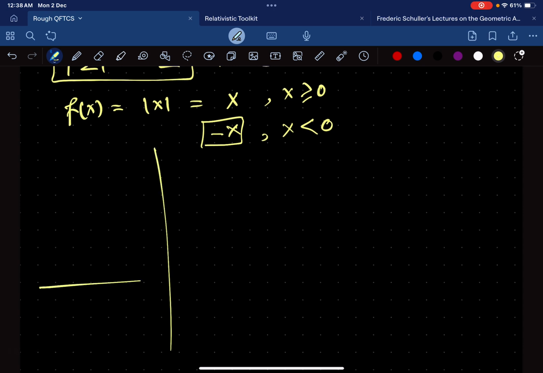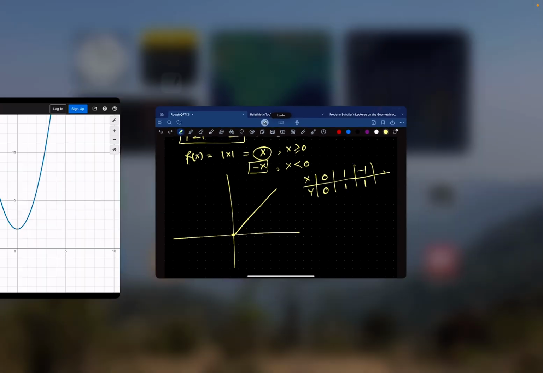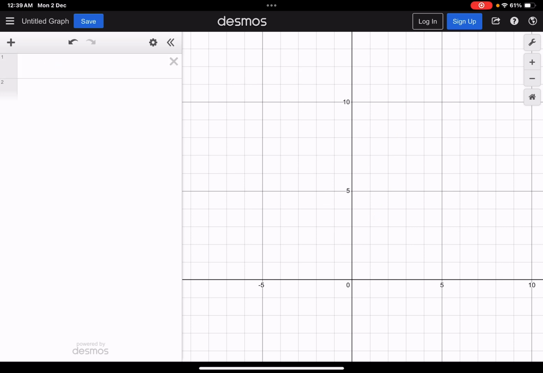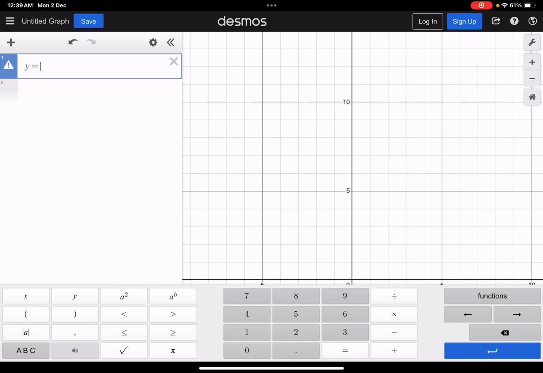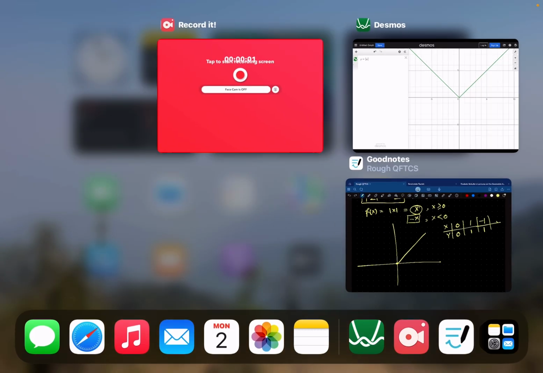Let's draw the graph. Let's see our checkerboard once again. Firstly, 0 gives 0. If x is 1, that is greater than 0, so output is x, so y is also 1. If x is minus 1, that is less than 0, so output is minus of minus 1, that is 1. So if we draw the graph here, we will see that it looks like this. Let's check the graph. Yes, y equals mod of x. We got it right. This is a V graph, y equals mod x.